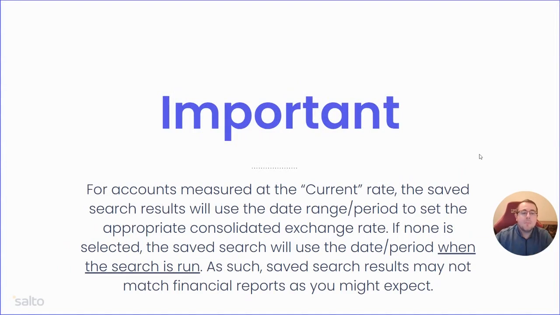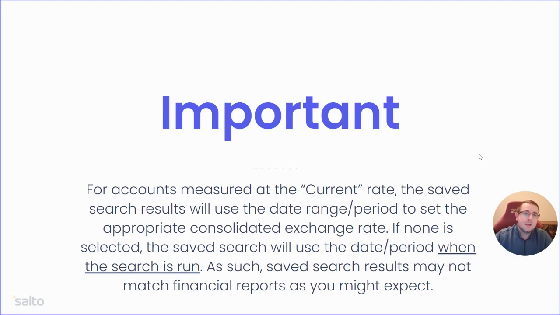So, for accounts that are measured at the current rate, the saved search will use the date range period within the saved search criteria to set the appropriate consolidated exchange rate. Now, if you recall, the criteria in our saved search did not reference a specific date range or period. And when we do that, the saved search is going to use the date or period when the saved search is run. So I've run this particular saved search in the month of February 2023. So NetSuite by default uses the consolidated exchange rate for February 2023.